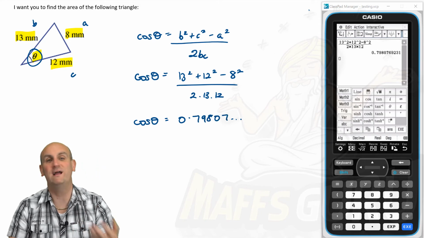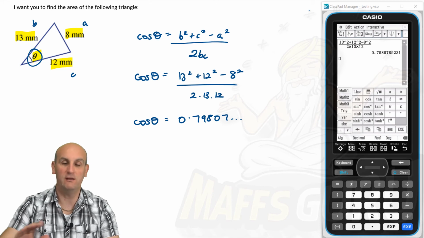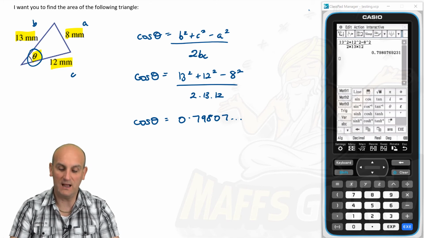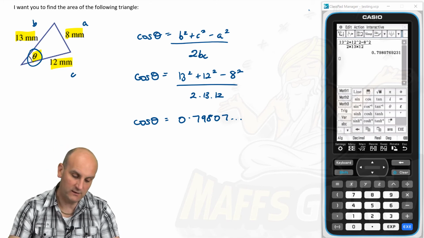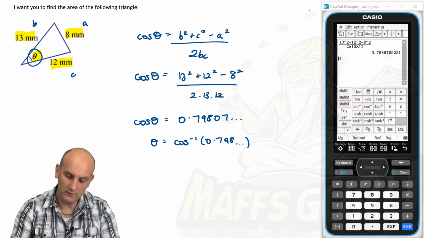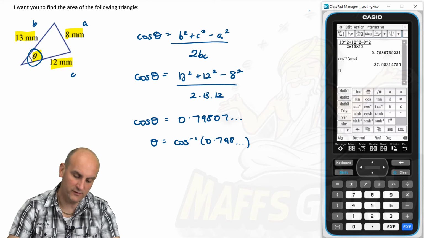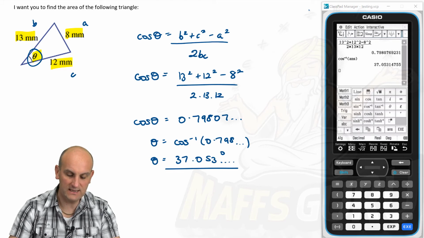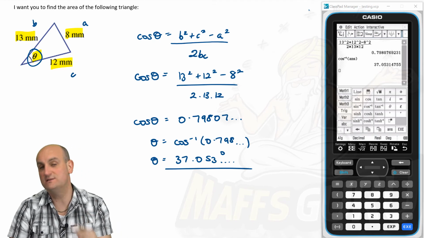0.79807... Now I'm not going to round at that point because I'll get rounding errors. My calculator can happily do that. So I'm now going to say that theta then is equal to the cosine to the minus 1 of 0.798... And so in which case we go cosine to the minus 1 of my previous answer. Close my brackets, don't forget to make sure you're in DEG mode, and you get that theta is equal to 37.053 degrees. Now again, I'm leaving those dotted lines there because this is not my final answer.